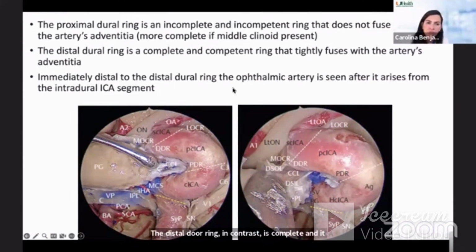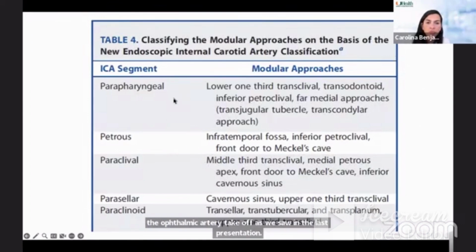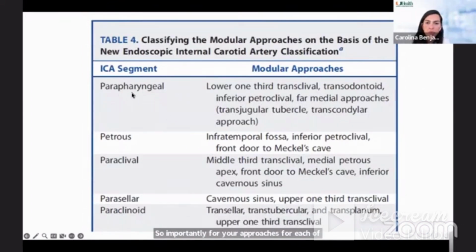And then immediately distal to the distal dural ring, you see the ophthalmic artery takeoff, as we saw in the last presentation. So importantly, for your approaches for each of these, if you're talking about the parapharyngeal artery, you're really talking about the lower 1/3. So you're talking about your transclival, transodontoid.